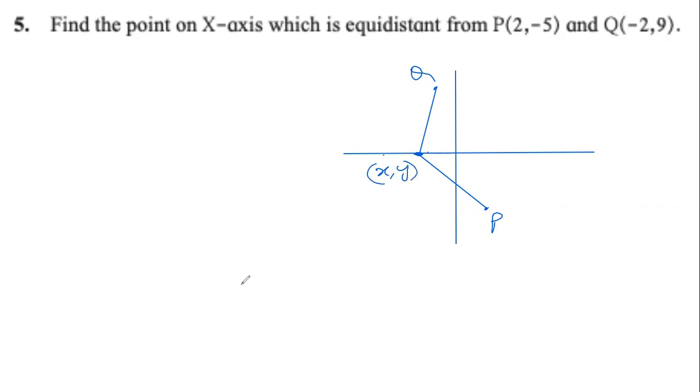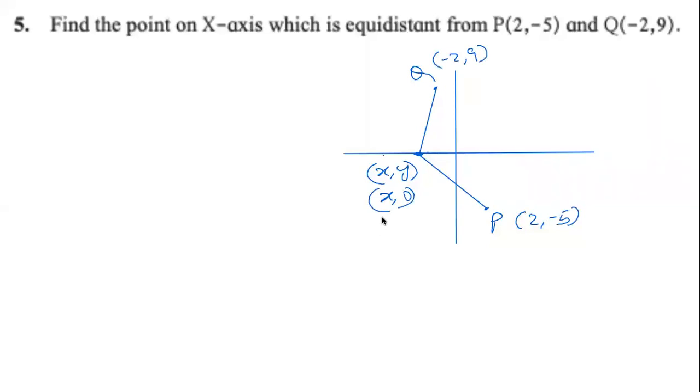Can you give me a better answer? X comma y, should we keep it x comma y or can we simplify it? Because this point is on the x axis. This is a special line. All points on the x axis have a special characteristic. Can we simplify this? Instead of writing x comma y, we can write x comma 0.